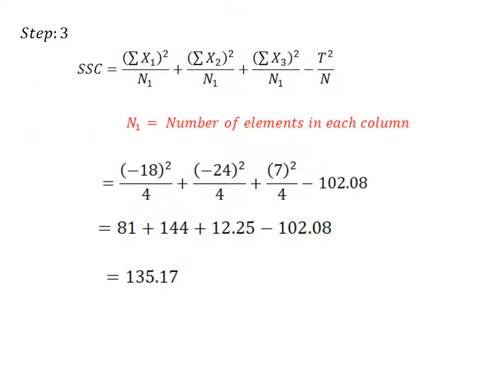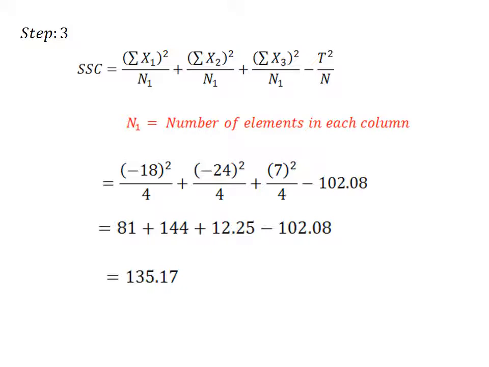Next step, SSC. Here SSC will come, and then SSR, since the column comes first and then the row. The SSC formula is the summation of x1, the whole square, by n1. Even if you want to take 1 by n1 outside, you can frame the formula that way also; nothing is wrong.